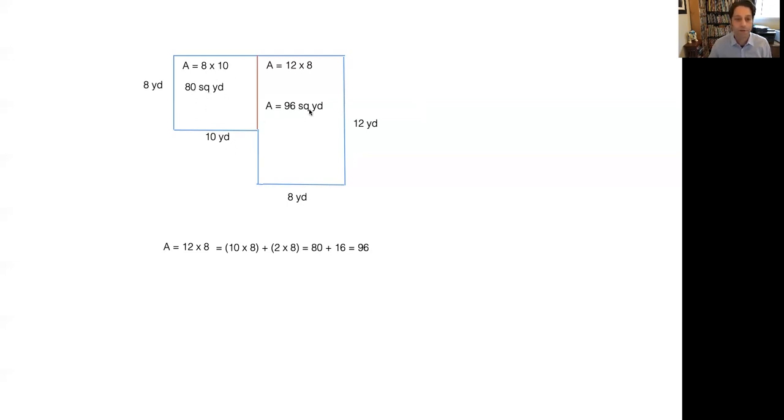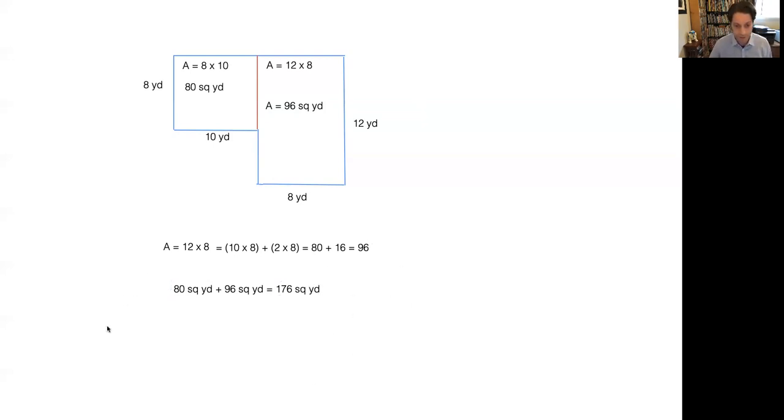So 80 square yards plus 96 square yards will give us the total area of this composite figure, right? So I'm just going to say 80 square yards plus 96 square yards. And if you don't want to do the mental math in your head, you can rewrite it up and down vertically using the standard algorithm. That's fine. Or some of you are already good at your mental math, and you're going to say 176. Is that right? 96 is almost 100, right? 4 to get 100, 176 square yards, okay?